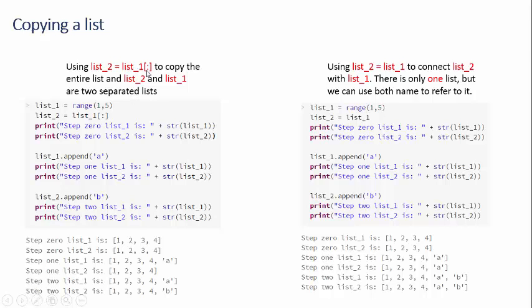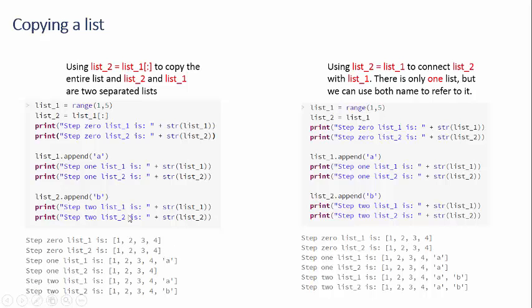After we assign list_1 to list_2, you can do all different kinds of operations. For example, list_1 is 1, 2, 3, 4, and I use that line of code to copy the entire list_1, which is 1, 2, 3, 4, into list_2. I'll call that step 0, and I want to see the output from list_1 and list_2, which is as we expected, 1, 2, 3, 4, and 1, 2, 3, 4.